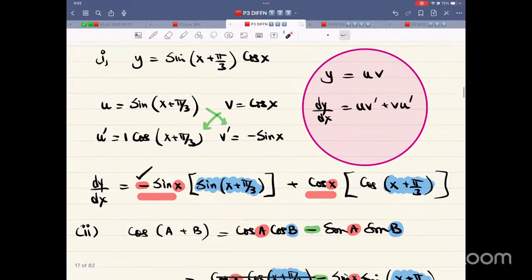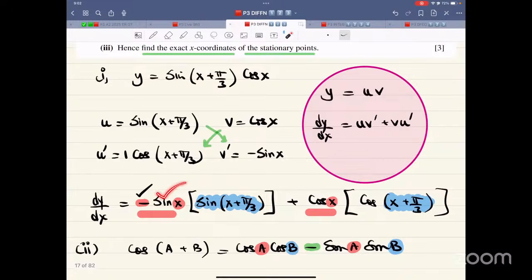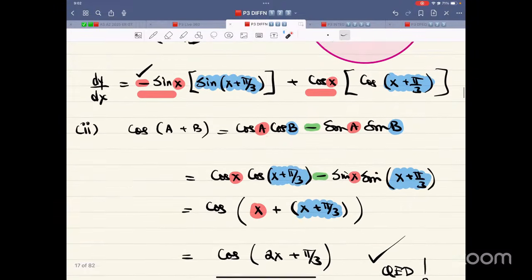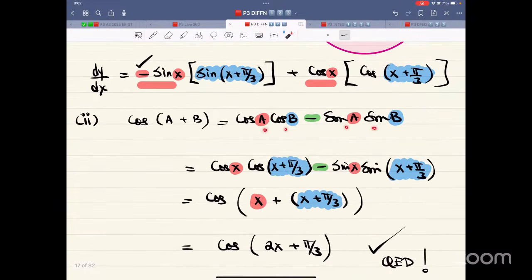Just stop. It so happens that the two sine terms with the negative sign are written first, and the two cos terms with the positive signs are written later. So technically, this is cos x cos of the bracket minus sine x sine of the bracket. Got the idea? This x is like your A, this bracket is like your B, with a negative sign in the middle. So cos A cos B minus sine A sine B. Therefore, this simplifies to this.